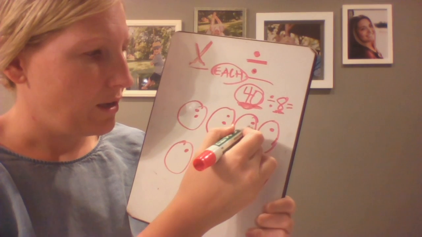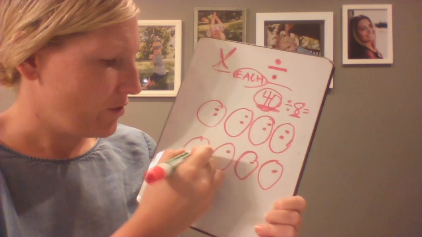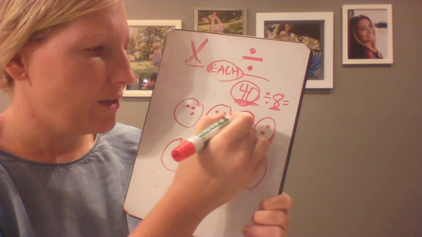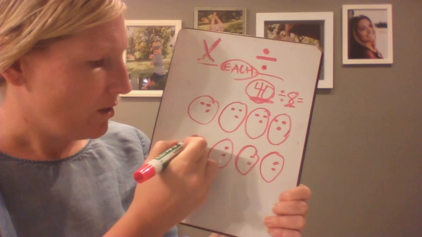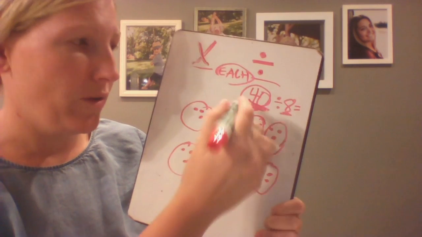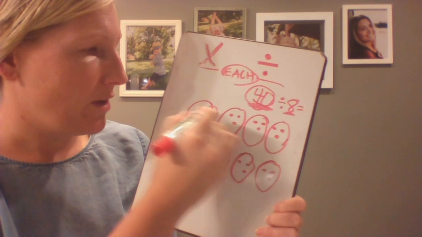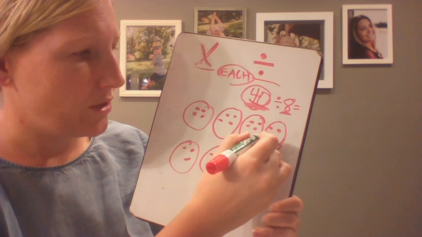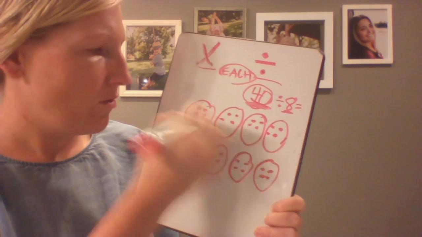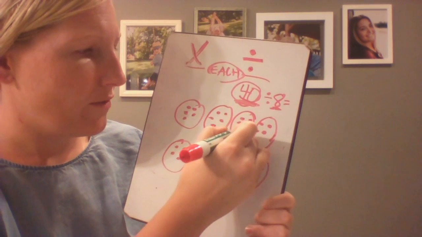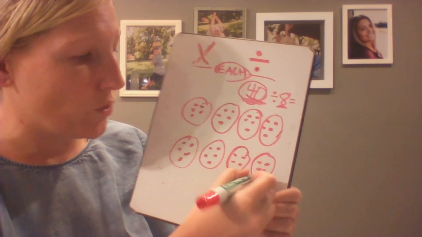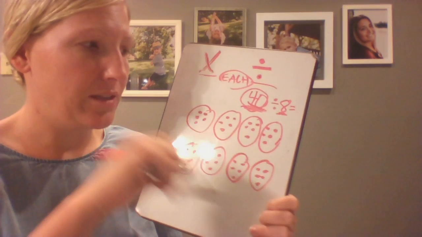9, 10, 11, 12, 13, 14, 15, 16, 17, 18, 19, 20, 21, 22, 23, 24. Oh man, I gotta keep going. I'm only at 24. 25, 26, 27, 28, 29, 30, 31, 32, 33, 34, 35, 36, 37, 38, 39, and 40. I made it to 40 and I can stop now.